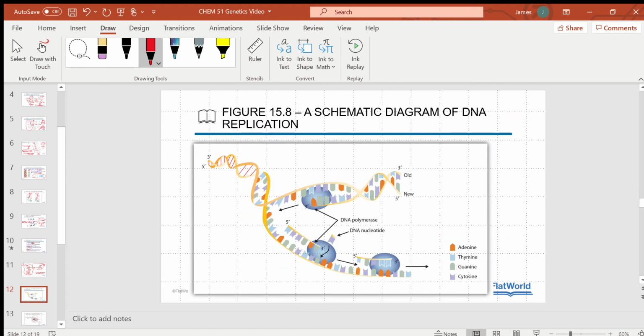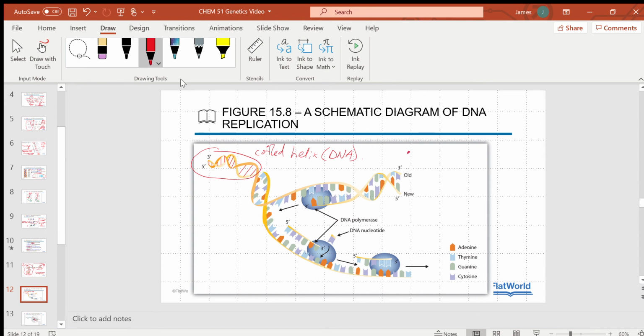Okay, here's a diagram of what this might look like. So you've got your coiled strand of DNA here, coiled helix of DNA here. Here it starts to be uncoiled, ready for either replication or transcription.